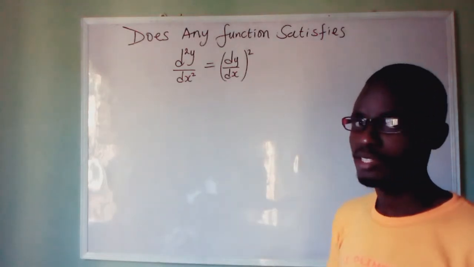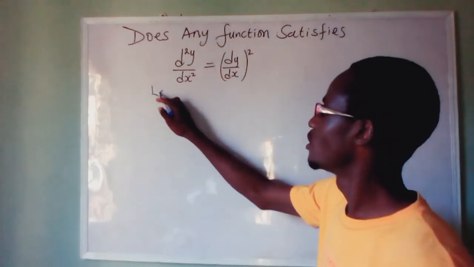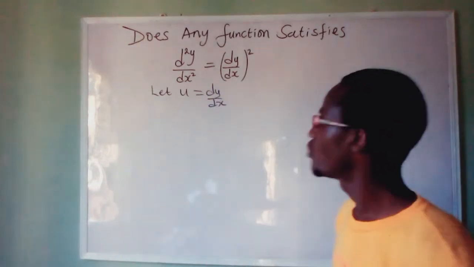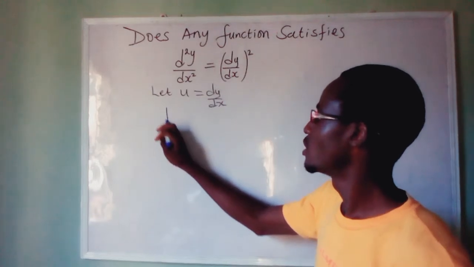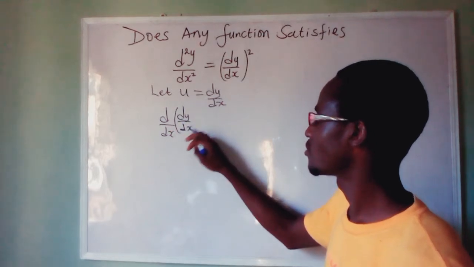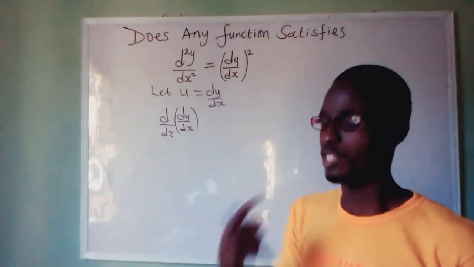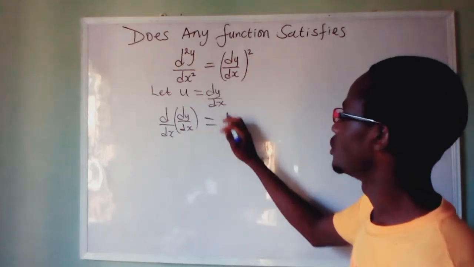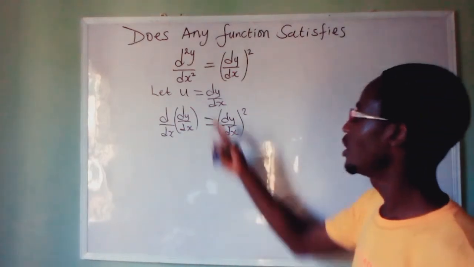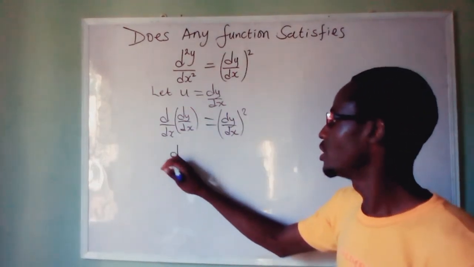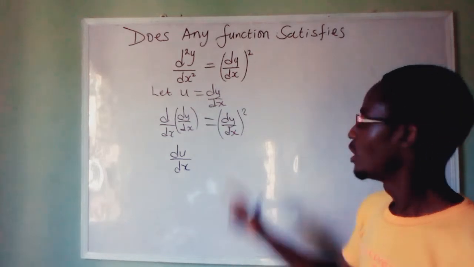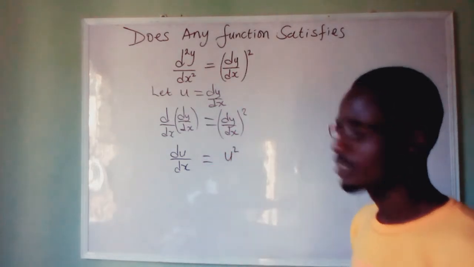So how possible is that? Let us use this idea. Let u equal dy/dx. If u is dy/dx, don't forget this expression here means d/dx of dy/dx. That is the derivative of the first derivative. Then it equals dy/dx all squared. So if I say u is dy/dx, that means I am having du/dx, since this is u, is equal to u squared.